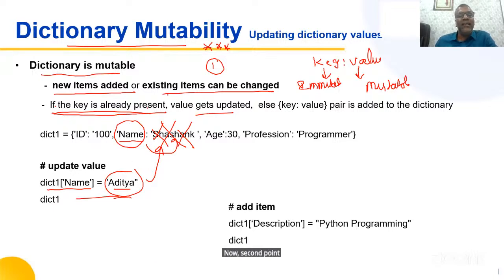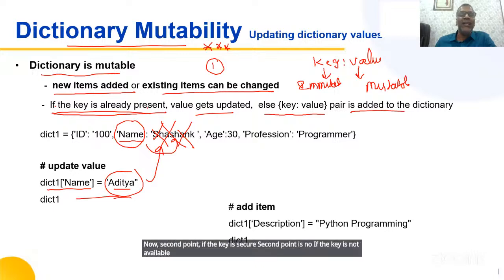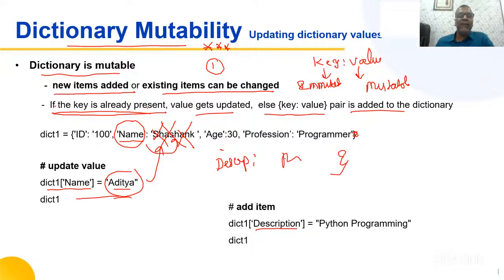Now, what is the second point? If the key is not available, then it is going to add a new key and value. See here. Now I will ask, description is not there. So this dictionary will add one more key called description with Python programming. Is it okay for all of you?